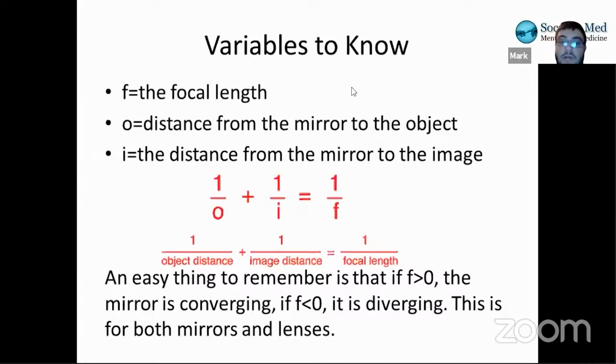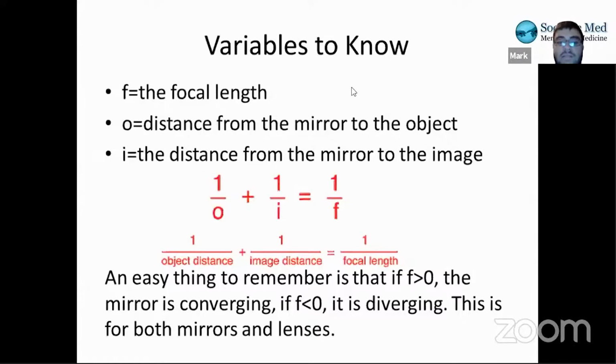And this is a very good equation to relate these three variables to each other: 1 over O plus 1 over I equals 1 over F. This is the first step to almost any lens and mirror problem. The first step is going to be finding either F, I, or O using this equation and the two variables that they give you. They may give you O and I, and you have to find F. They may give you I and F, and you find O, whatever it is. This is the first step to almost any lens and mirror problem.